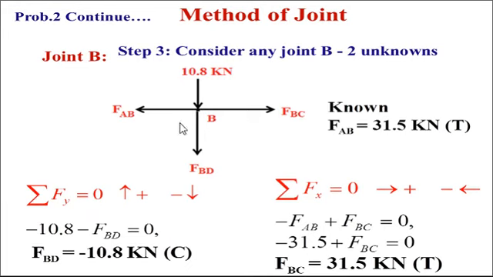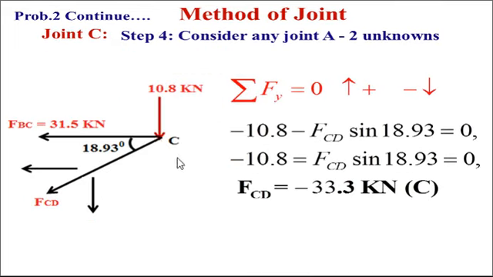Okay. Similarly, consider joint B. At joint B, again there are FBD and FBC. These are the two unknowns. Okay. So I'll take ΣFy = 0, ΣFx = 0. Solve it, you will get the forces in the members.